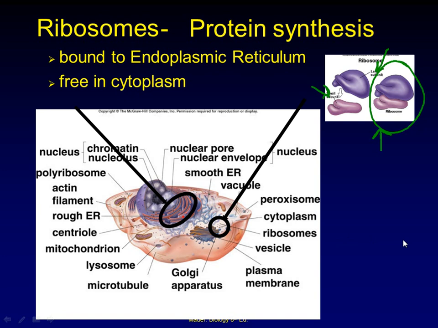So we find ribosomes in two places in eukaryotic cells. We find them attached to the ER, up closest to the nucleus, and we find them in the cytoplasm. But wherever they are found, they are the site of protein synthesis.